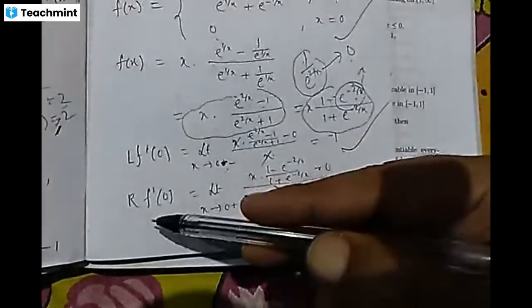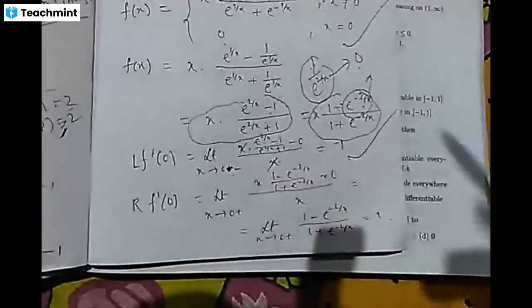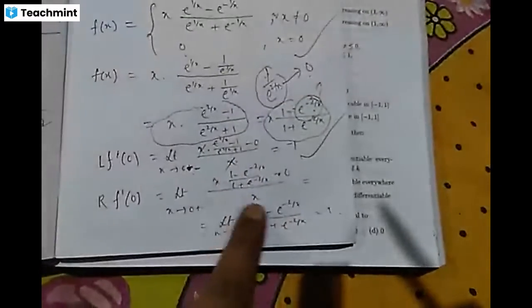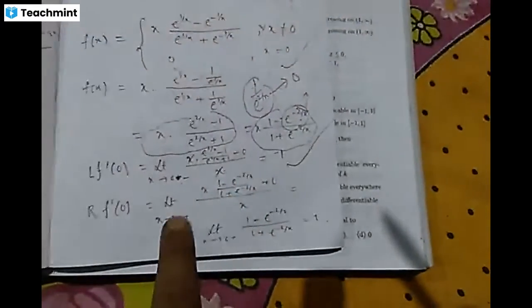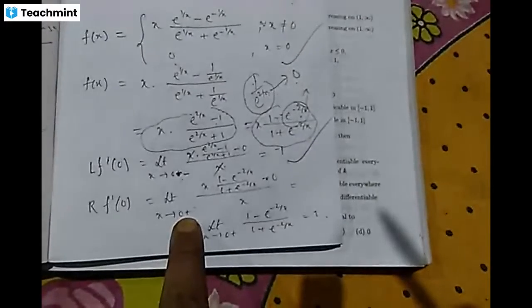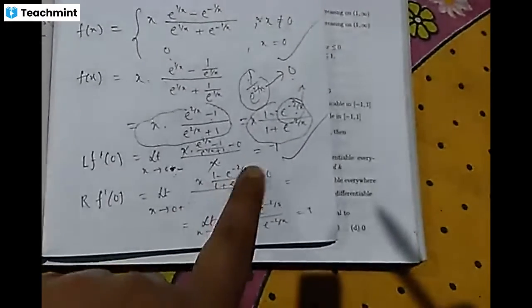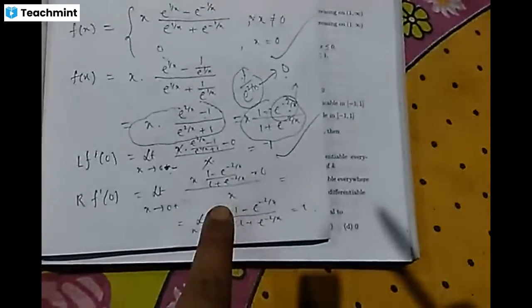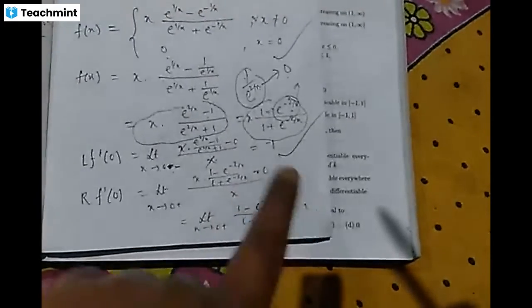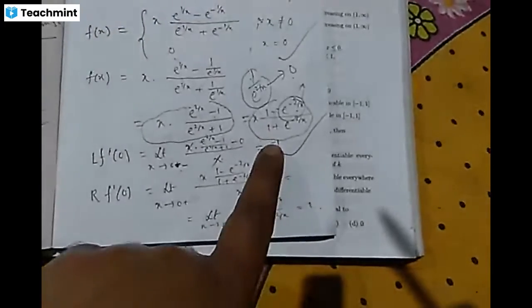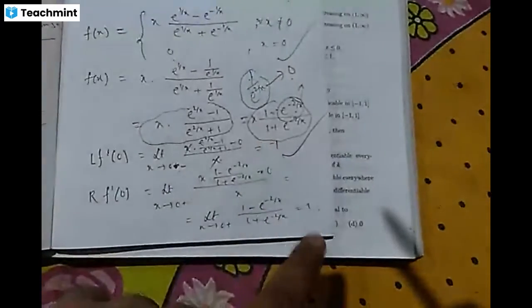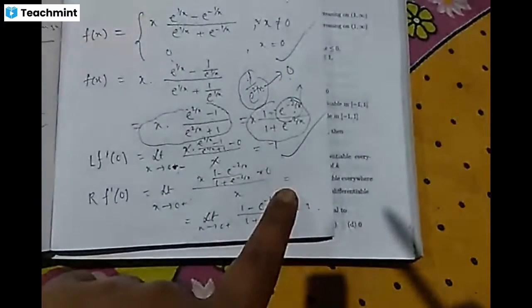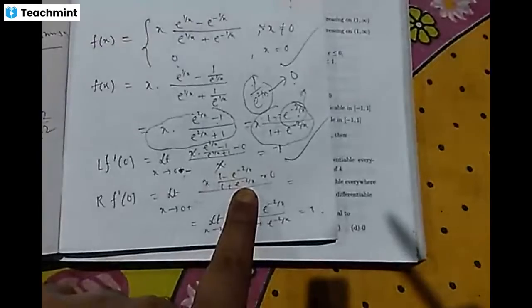And when we find the right hand side of the derivative at the point 0, you can look, x vanishes here also, but x is not equal to 0 but tending positively to 0. So here this term again vanishes, and we will find that 1 by 1 means 1. But these both are different. Left hand side is minus 1, right hand side is 1, so not equal. So the derivative cannot exist.